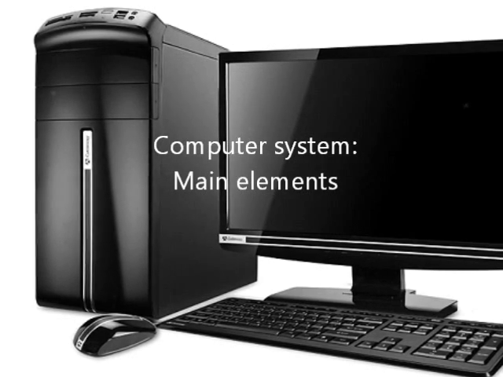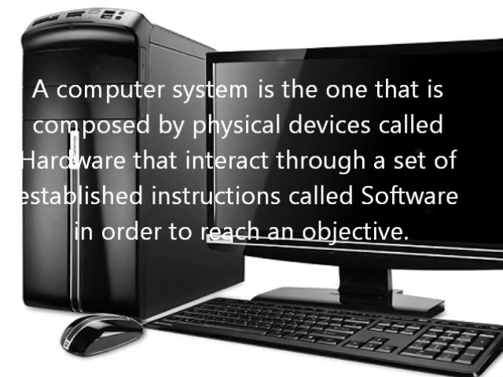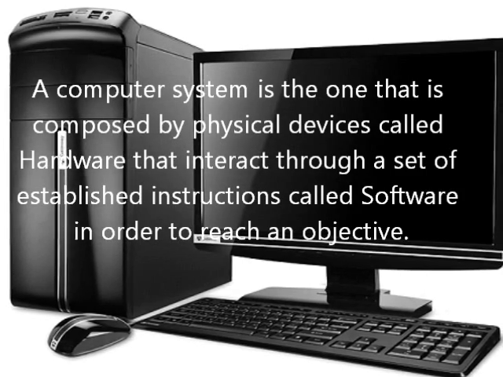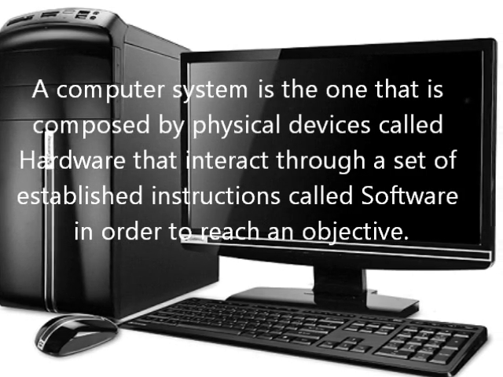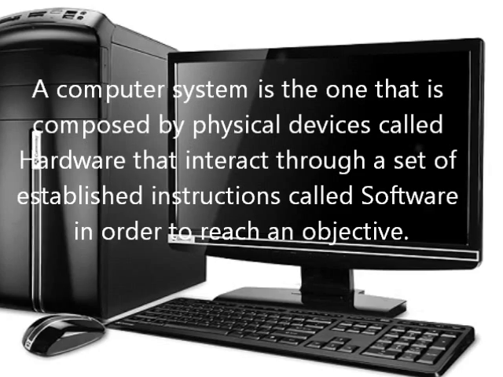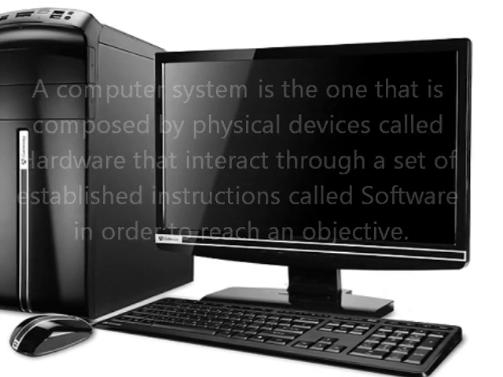Computer system. Main elements. A computer system is the one that is composed by physical devices called hardware that interact through a set of established instructions called software in order to reach an objective.